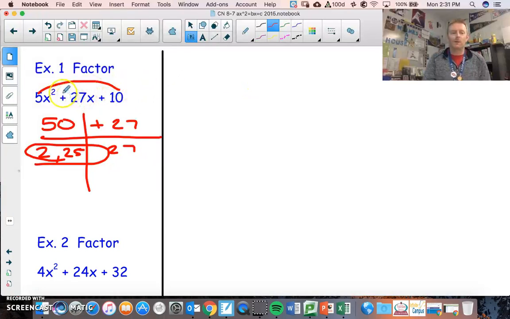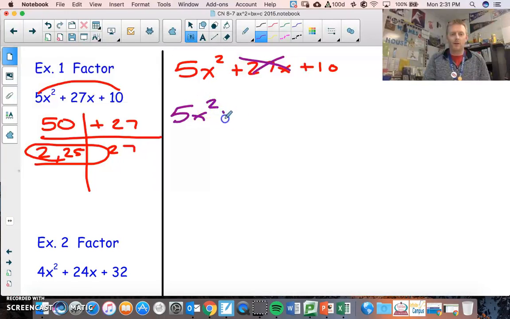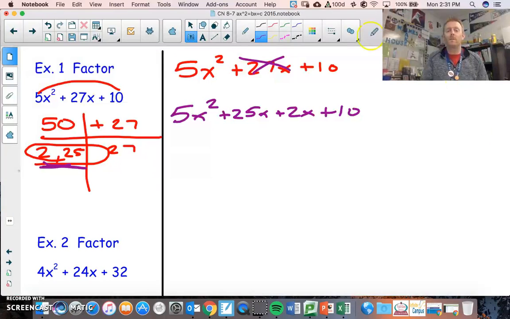So what we're going to do is trade out. I'm going to rewrite this first. We're going to trade out this 27x with my new numbers. So this gets crossed out and it becomes 5x squared plus 25x plus 2x plus 10. So I traded out these numbers right here for the 27x. I just broke those into the two numbers that they add to become. And you'll notice that I put these things in a nice order so they could be easily grouped together. So I can do my factor by grouping.